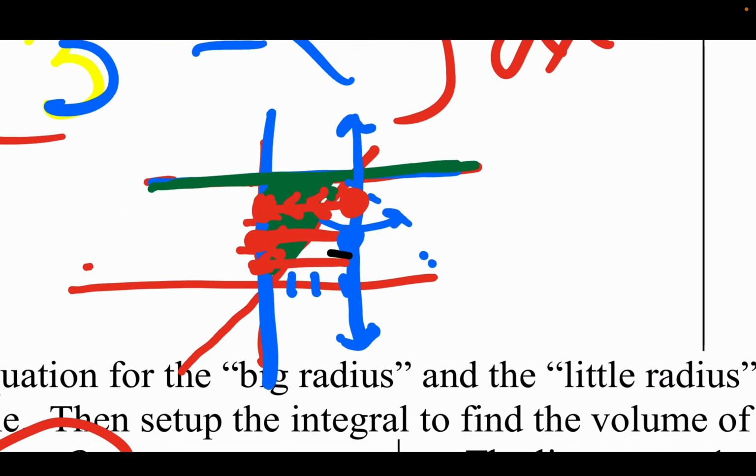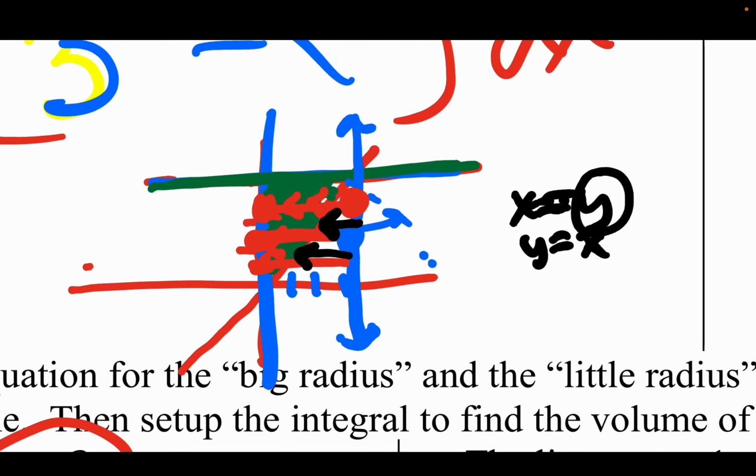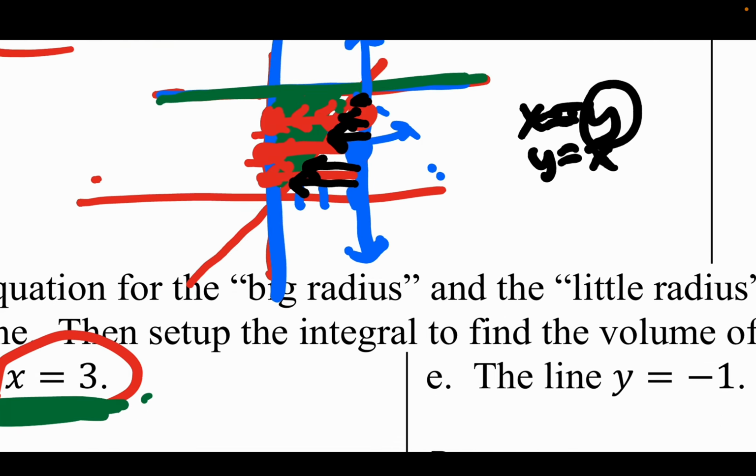So this is going to be 3 minus, be careful and call that y. This is the line x equals y, which is the same thing as the line y equals x, but we need y's right now. So I'm saying 3 minus y.